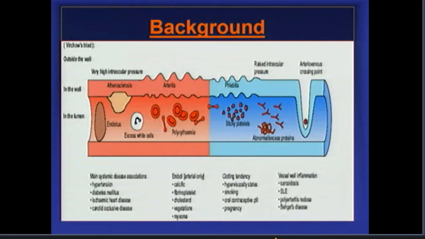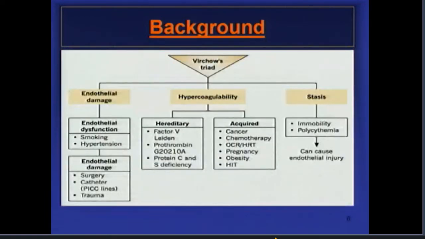So we have the arterial site here, and we have causes coming from outside the lumen or in the walls, like atherosclerosis or inflammation, and causes inside the blood vessels, which could be related to emboli, excessive white cells or polycythemia. To make it simpler, the main systemic diseases associated with arterial occlusion are emboli related, clotting tendency, or vessel wall inflammation.